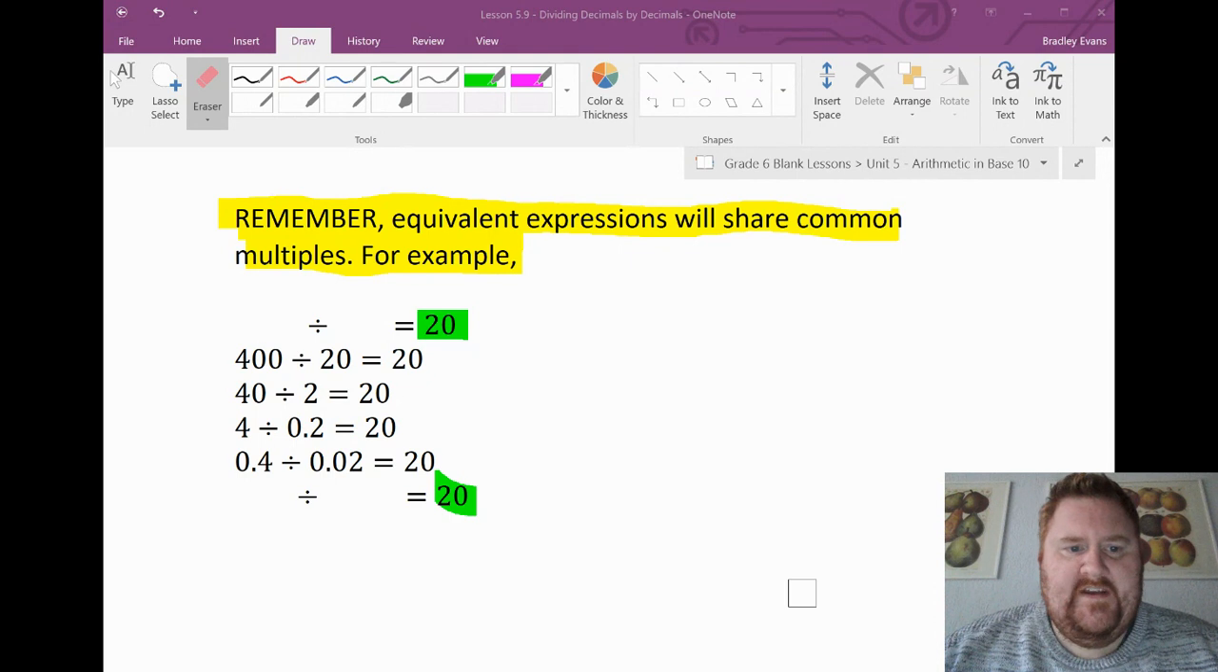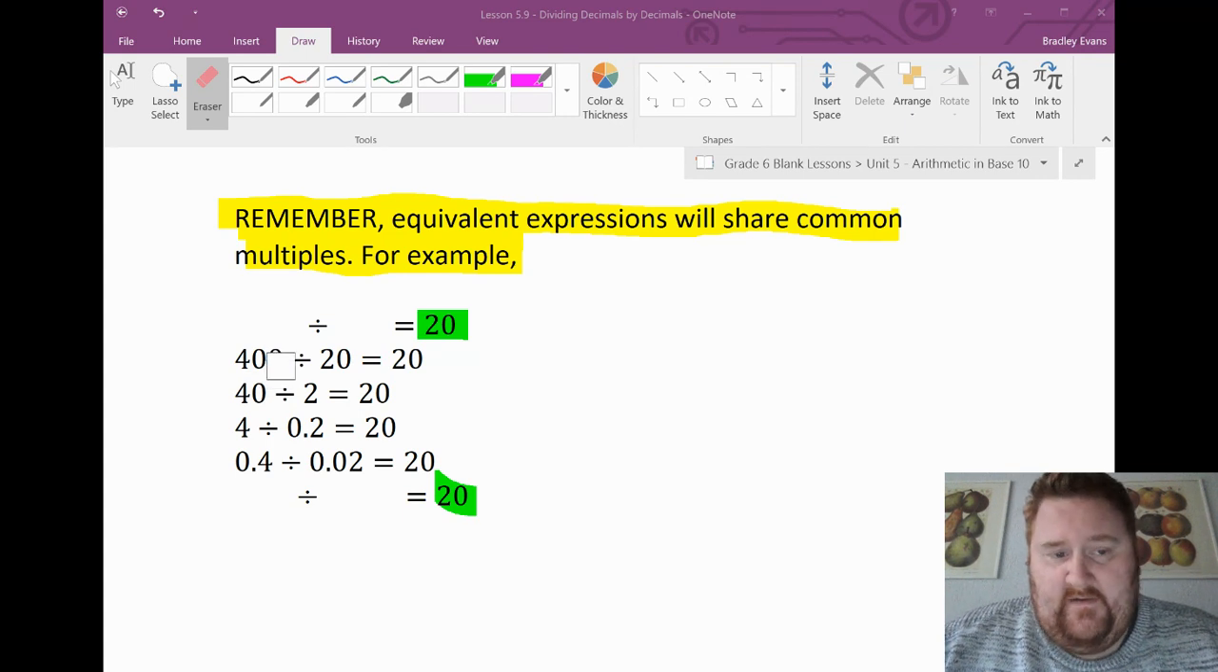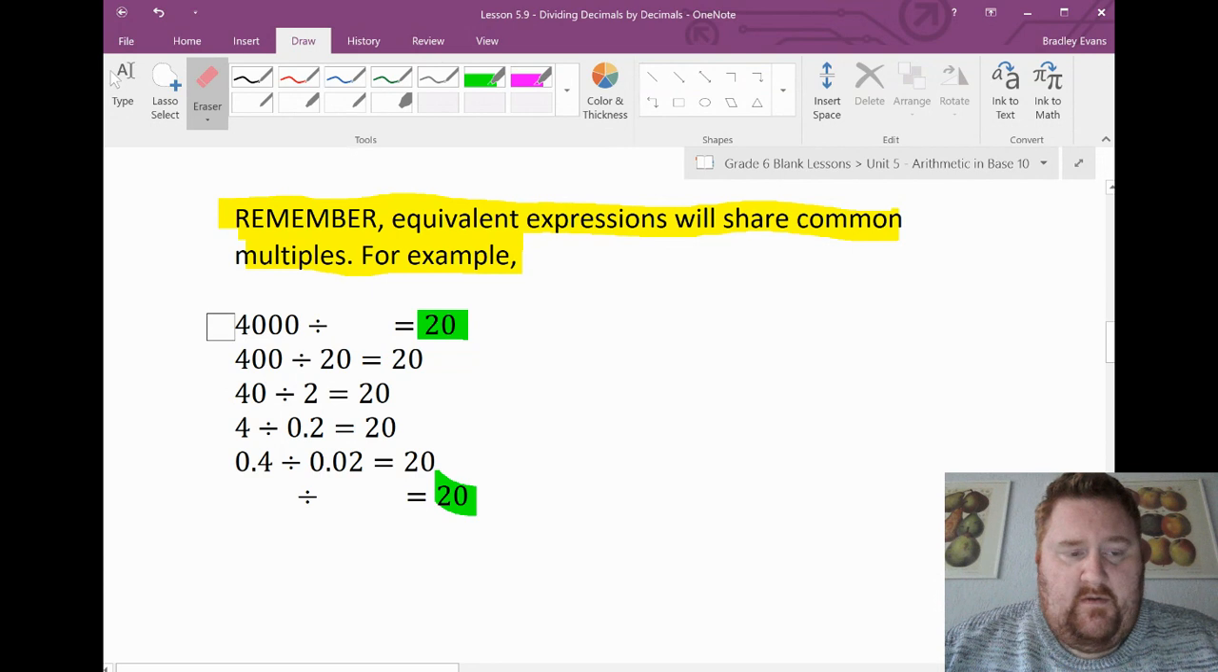So hopefully you've seen a pattern here. Each of these expressions was getting either bigger or smaller by a multiple of 10. So for my quotient to continue to be 20, I would need to multiply the 400 by the same multiple of 10. In this case, I'm going to multiply by 10. So 400 times 10 is 4,000. And then 20 times 10 is 200.